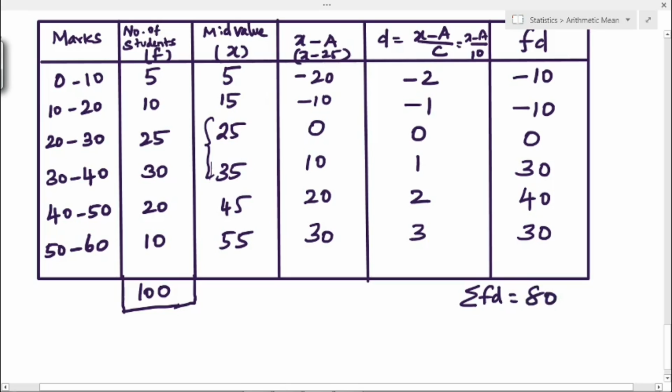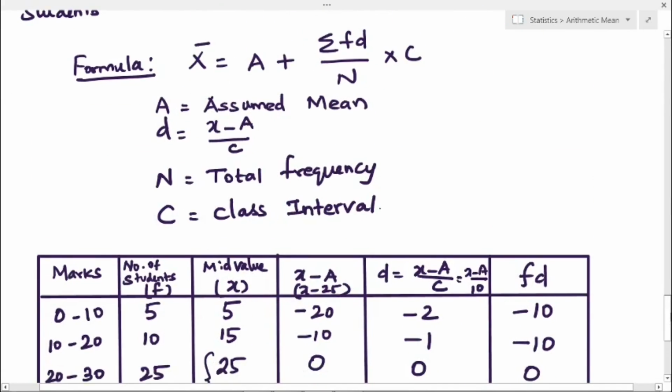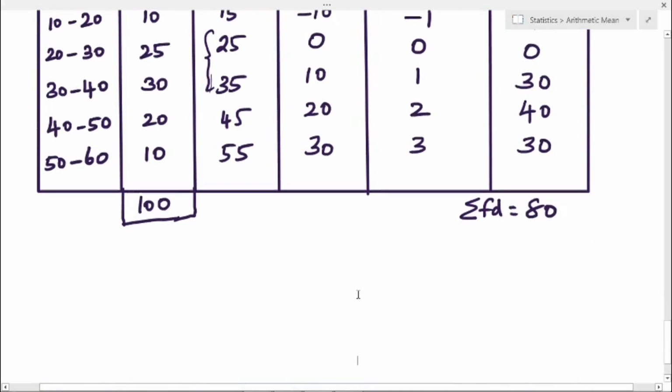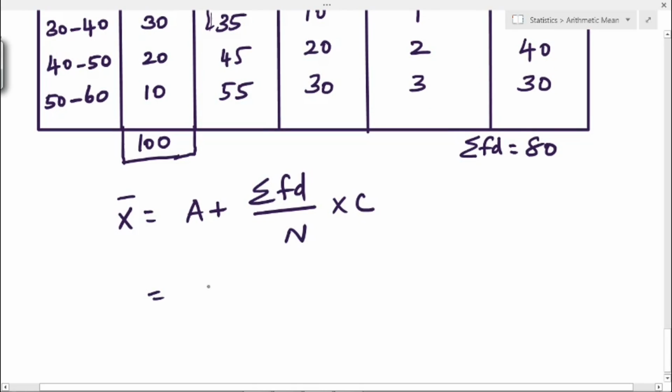Now substitute all the values in the given formula. So the formula is x bar, that is mean, equal to a plus summation fd by n into c. So x bar equals a plus sigma fd divided by n into c. What is a? A is the assumed mean. Here we have assumed a is 25, plus sigma fd value, that is the total value, here 80, divided by n. N is nothing but the total frequency, that is 100, into the class interval c, that is 10.